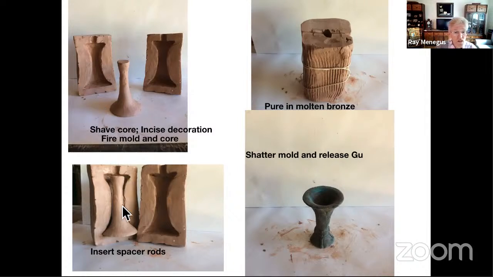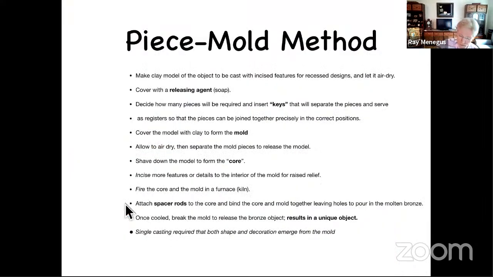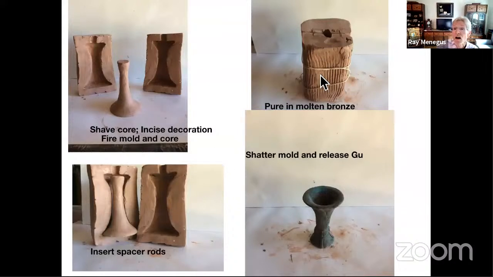Then you reinsert the core. So this model now becomes the core. And then you put in spacer rods to keep it basically hanging inside the mold. You close it back up and tie it with rope or string to hold it together. You, of course, allow for a hole to pour in the molten bronze.